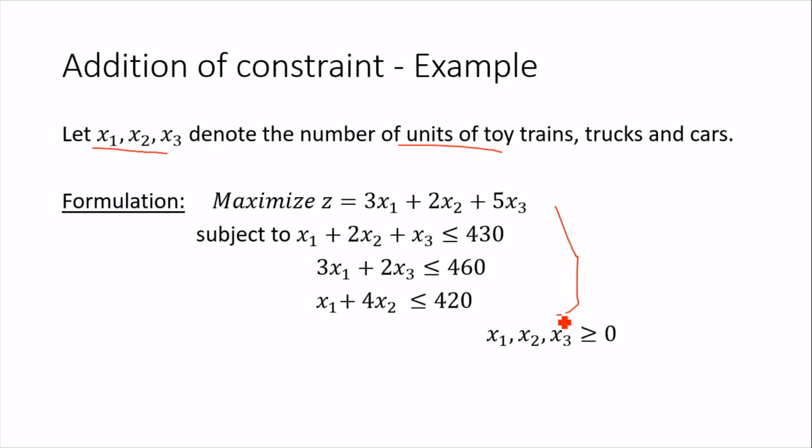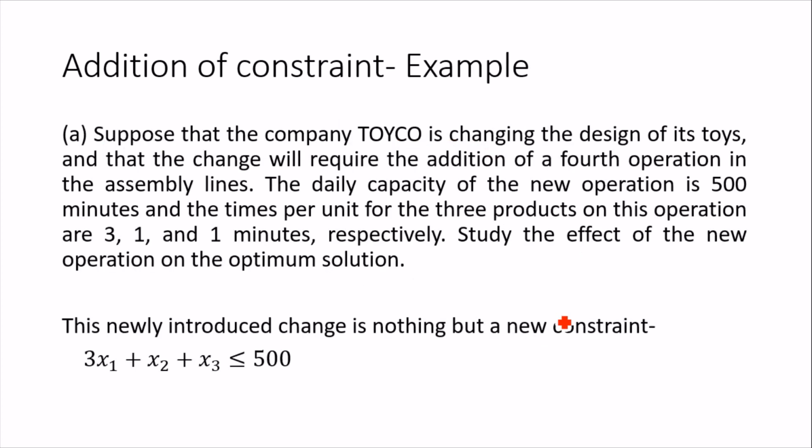Now let's see what additional information is given with the question. Suppose that the company is changing the design of its toys, and the change will require addition of a fourth operation. Already three operations are there and each operation is being represented by one constraint. So if they are asking to introduce a new kind of operation, that actually means they are asking you to introduce a constraint. The constraint will come with the mathematical information, such as the right hand side. The daily capacity of the new operation is 500 minutes.